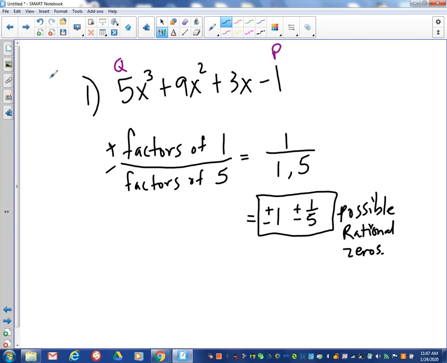All right, so let's get another sample like that. Number 2 on your page says 3x to the third minus 25x squared plus 32x minus 18, minus 8, I'm sorry.